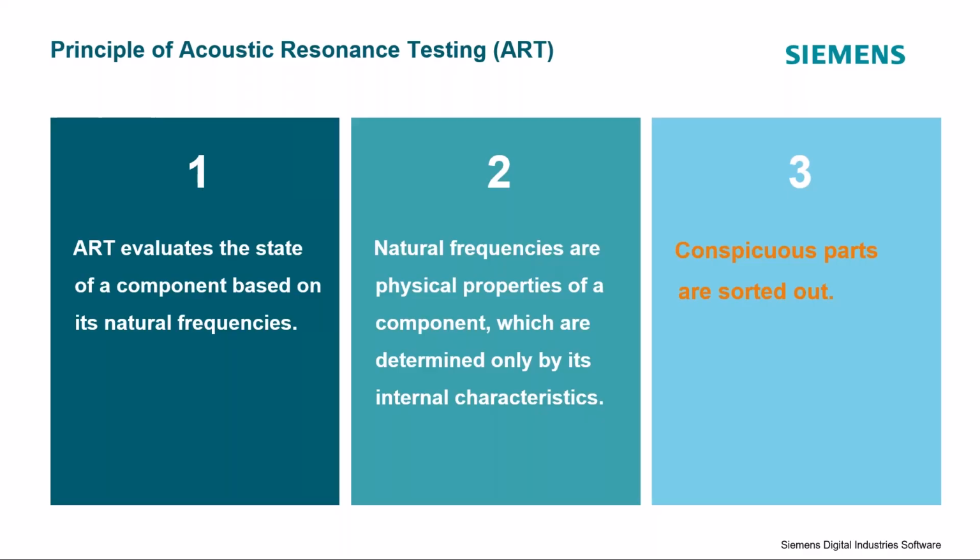Well, in serious production, the parts don't really sound exactly the same. They sound very similar. There's a certain scatter, but not too much. And if a part sounds significantly other than the rest, there is something wrong with it. And what could this be?